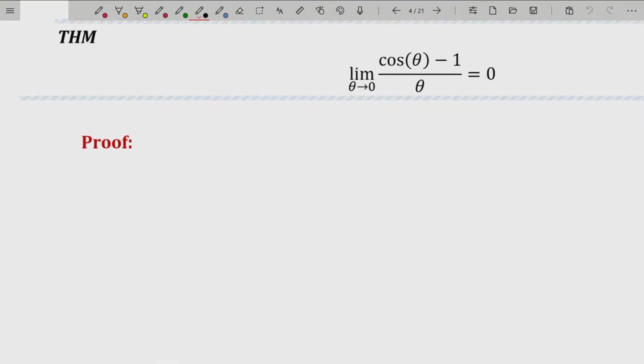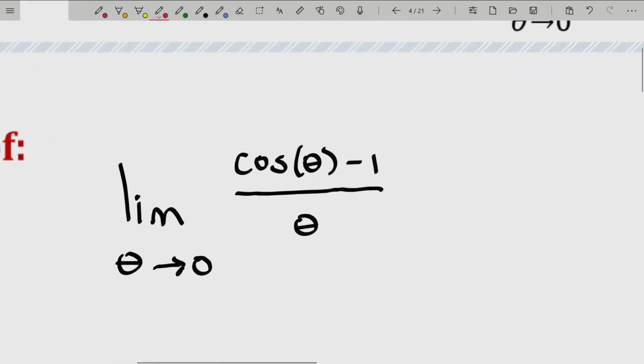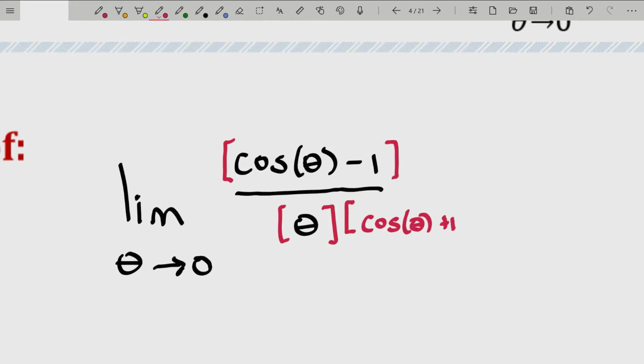And this proof actually is pretty nice. It's not terrible. So let's just take the limit as theta goes to 0 of that cosine of theta minus 1 all over theta. That's where we're starting. We're going to go ahead and multiply numerator and denominator by the conjugate of the numerator. And that's because with trig functions, sometimes conjugates can be very powerful. So I'm going to zoom in here, and I'm going to multiply top and bottom by the conjugate of the cosine of theta minus 1, which would be the cosine of theta plus 1.